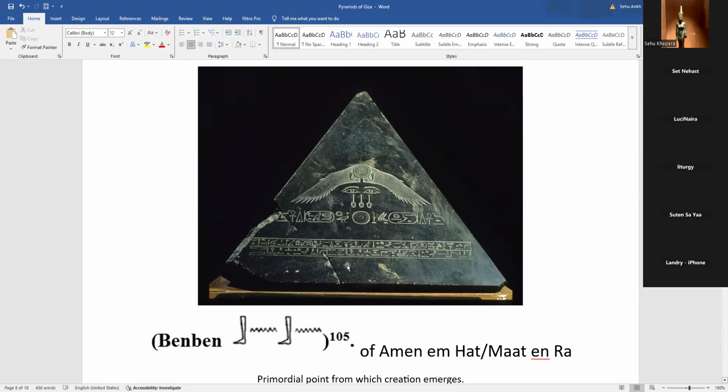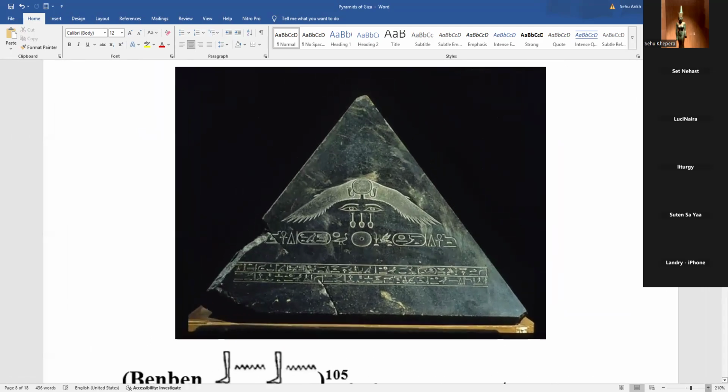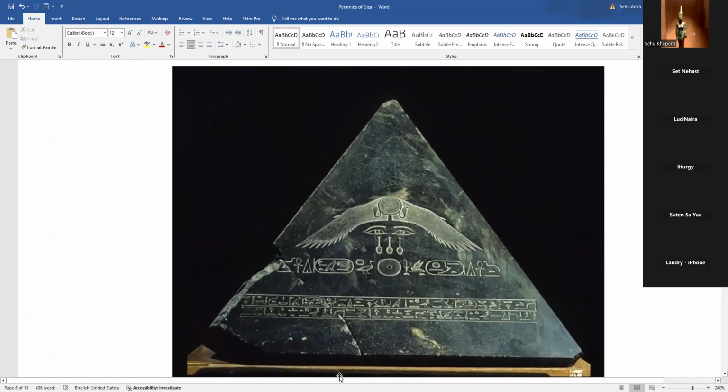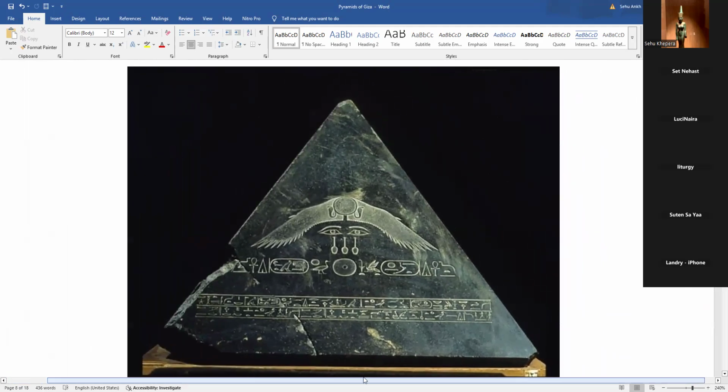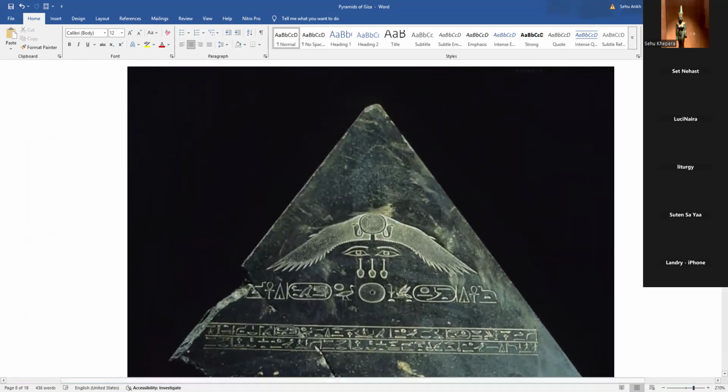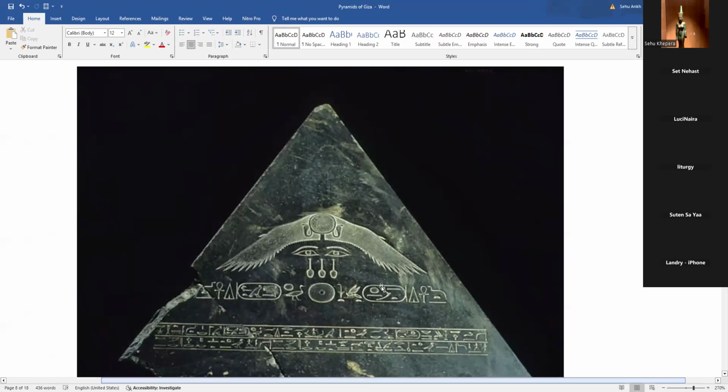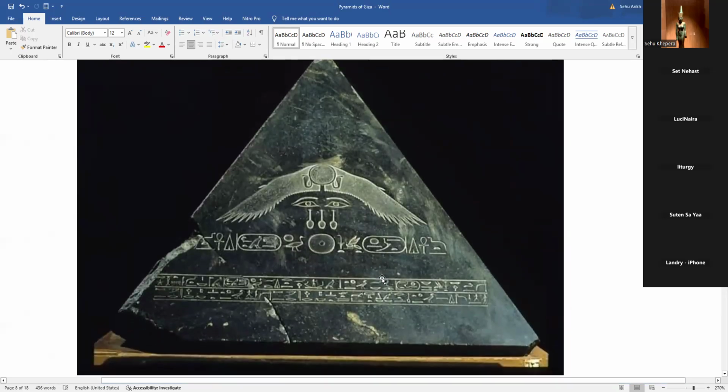Benben of this pyramid of Amenemhat III. And you can see that the benben is made out of a black stone, polished, and it has a few features on it.